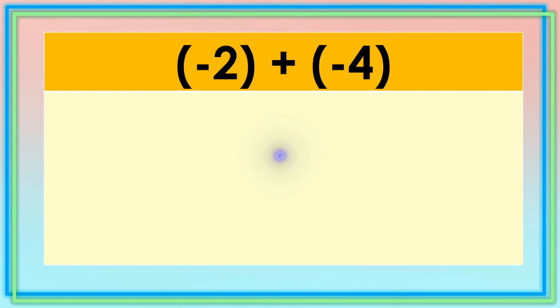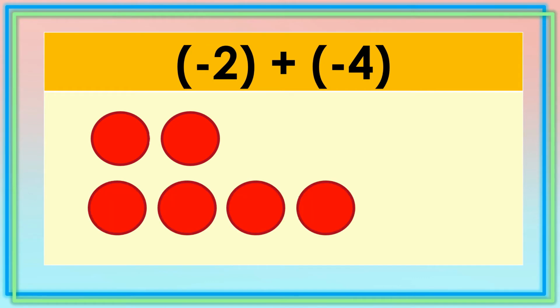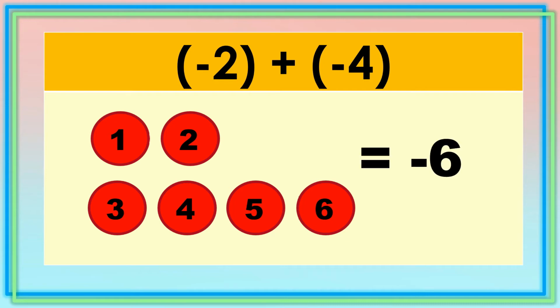For our next example, we're going to add 2 negatives. We have negative 2 plus negative 4. Since they are both negative, we're going to use the red chips. 2 red chips is for negative 2. And 4 red chips is for negative 4. Since they are both red, bibilangan ulit lang natin siya kagaya ng example natin kanina. So, we have 1, 2, 3, 4, 5, and 6. So, negative 2 plus negative 4 is negative 6. Kokopyahin lang natin kung ano yung sign niya.